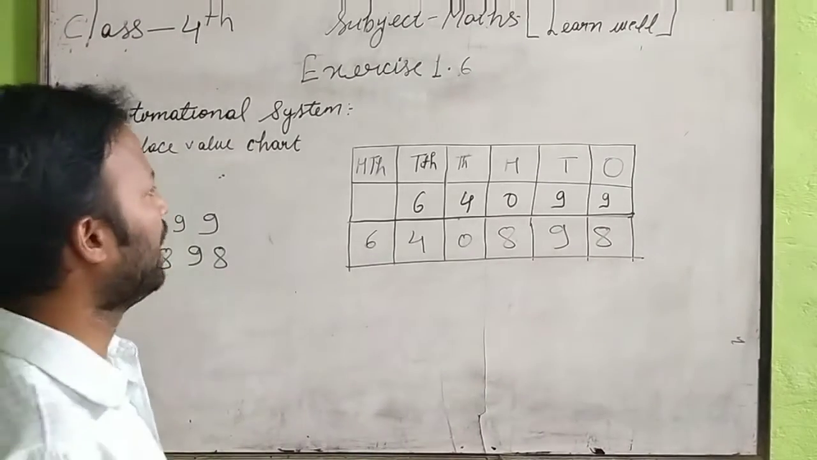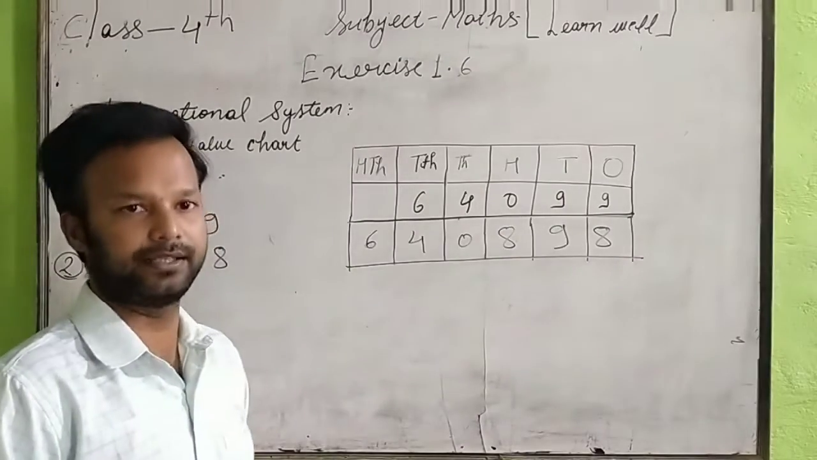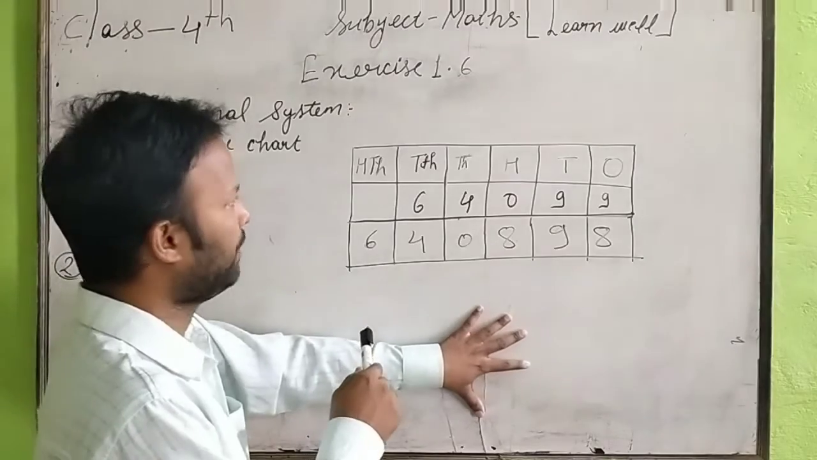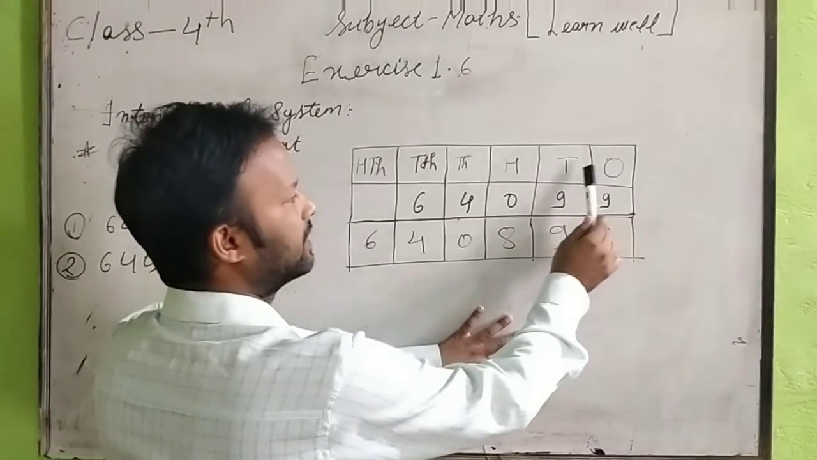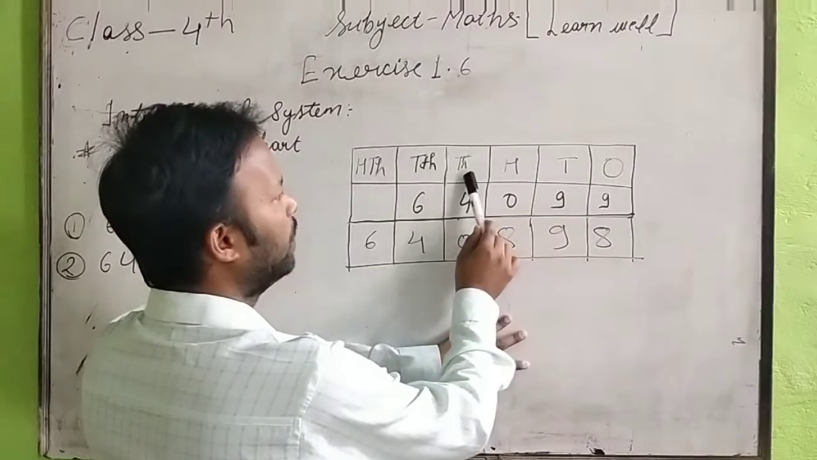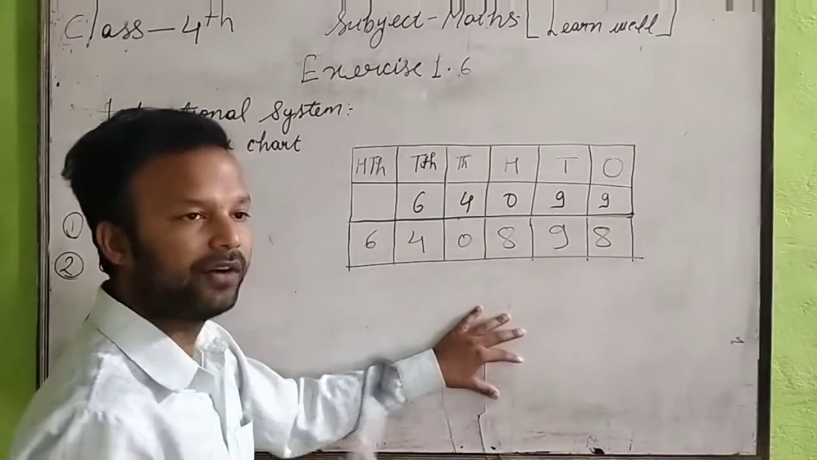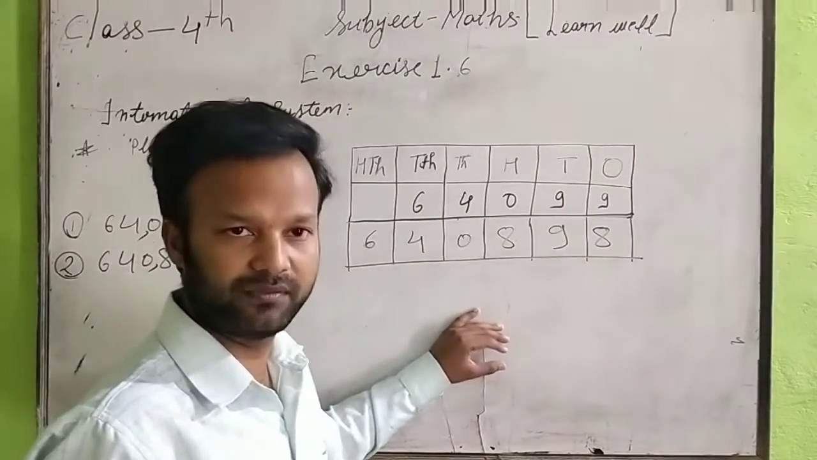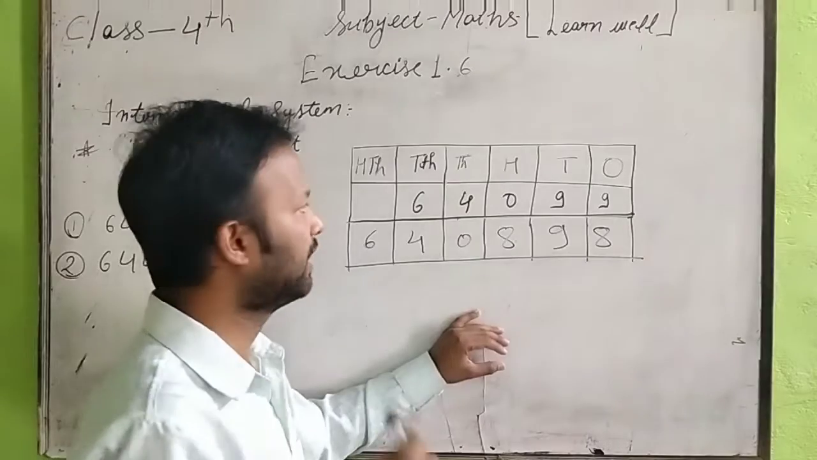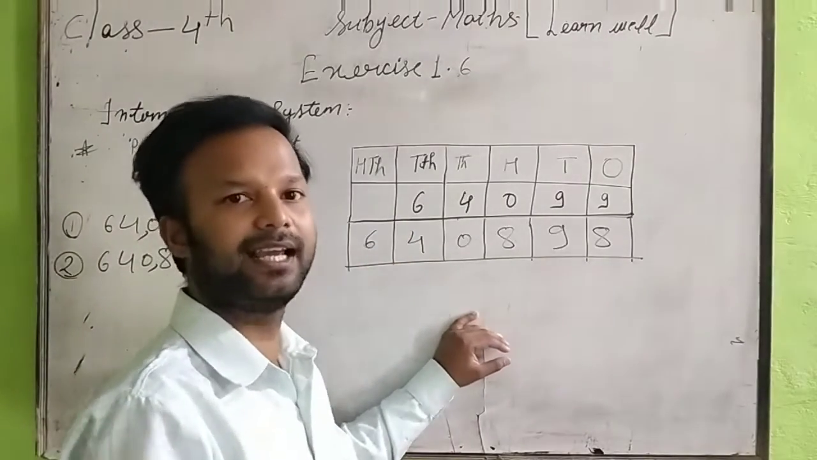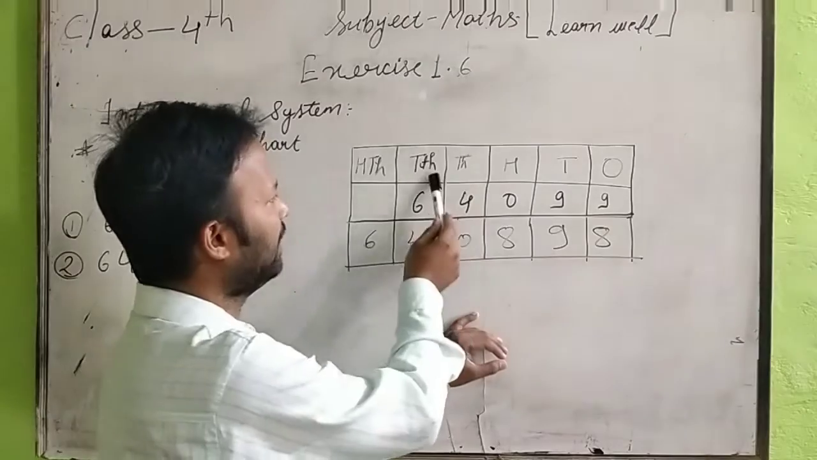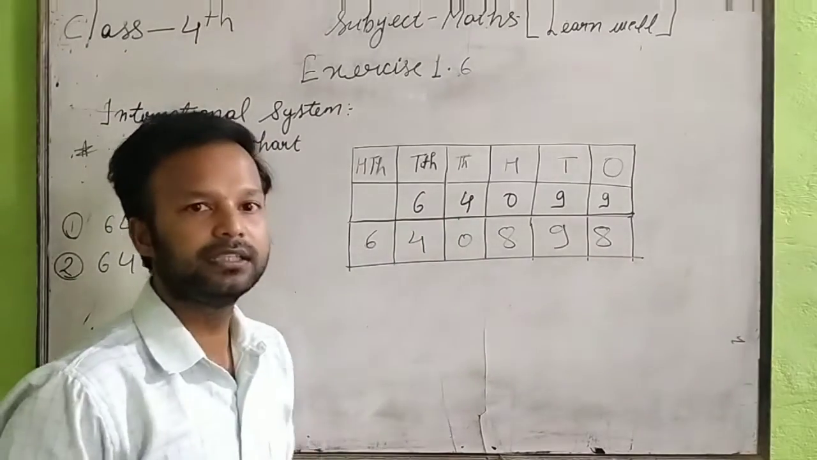And how are we reading it? Here I make a place value chart for the international system. See, ones, tens, hundreds, thousands, ten thousands. After ten thousands, in the Indian system we read lakh, but here we read hundred thousands.